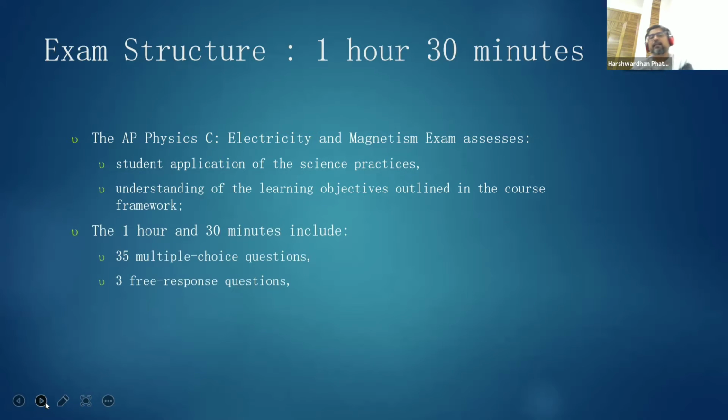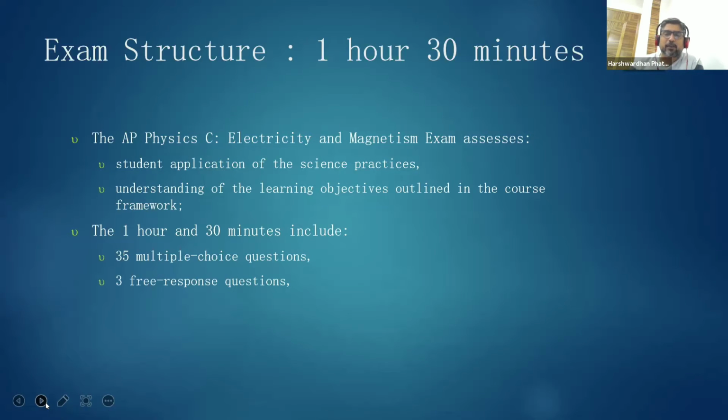The 1 hour and 30 minute test would include 35 multiple choice questions, which is section 1 of your test. And then there would be 3 free response questions, which would require a student to write detailed solutions to problems which are very lengthy or have a lot of parts to them. So these are 3 long questions which need a subjective answer. All the steps of the solution must be explained. There is a stepwise marking scheme. Again, please refer to the AP Central website for the marking scheme as well.